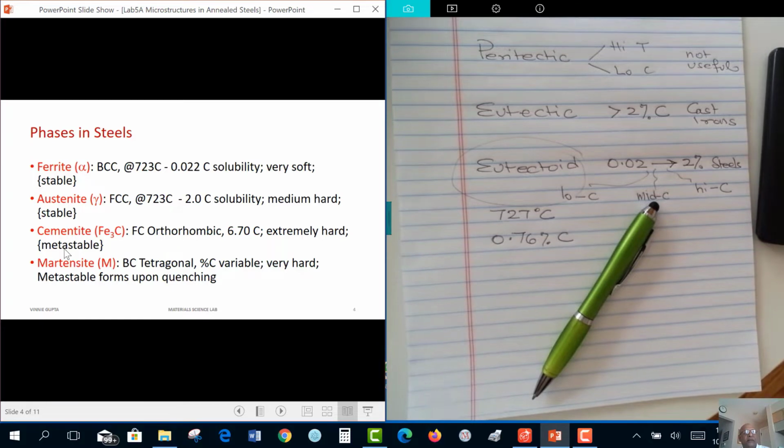Theoretically, it is metastable, but for practical purposes, it stays for such a long time at low temperatures that we consider it a stable phase. Then another phase that we are going to talk about in our next lab is martensite. It is body-centered tetragonal. It can have a range of percent carbon, typically from 0.02 to about 1%. It is also a very hard phase. It is metastable, forms upon quenching the steel from high temperatures. And again, metastable means unless we raise the temperature considerably, for all practical purposes, it is a stable phase.